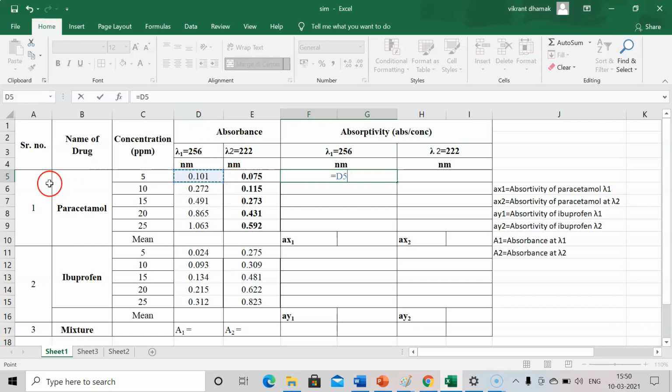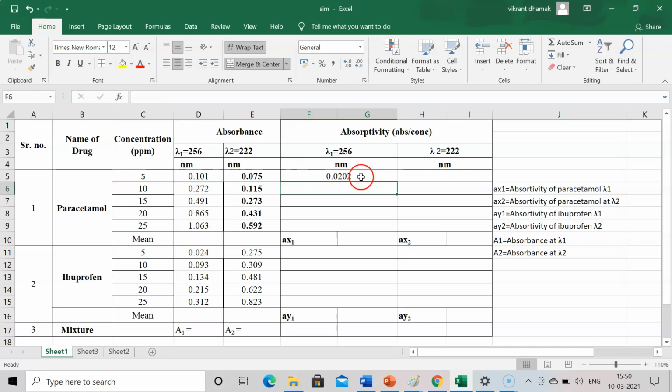D5. See this D5, it is in the D column and at row number 5, divided by, so put this sign using the keyboard, and divided by the concentration, and now press enter. So you will get the value of absorptivity. For similar values there is no need to give the command again and again, so just scroll it, you will get the values. So these are the values that it automatically calculates.